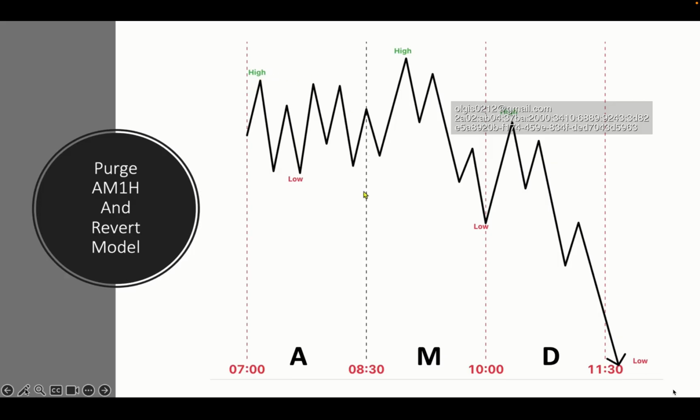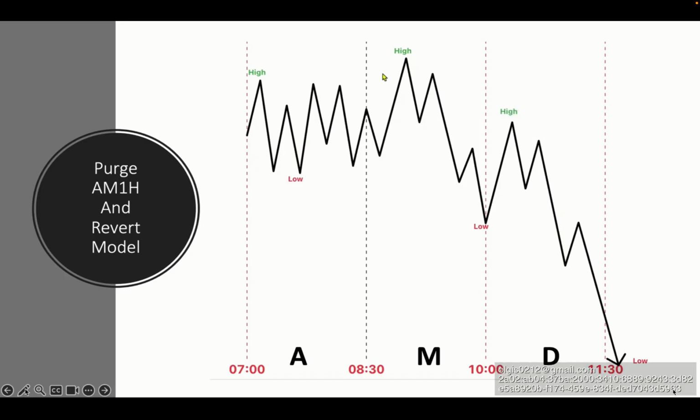Then during the second 90-minute cycle, between 8:30 and 10, we can see that the market trades above that previous cycle's high and it reverts lower. It displaces to the downside. Then between 10 and 11:30, the market distributes quickly lower.